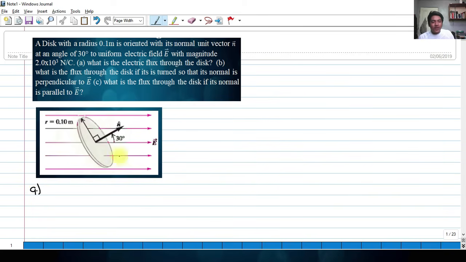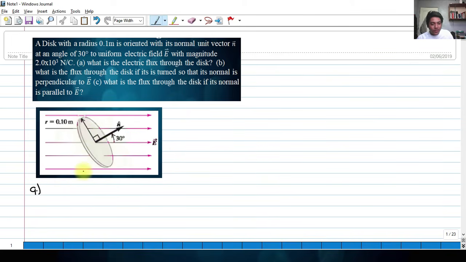As you can remember, class, we have an illustration here. We have a disk, and the uniform electric field vector is in this direction, to the right. We can notice that the normal vector is this, because it is always perpendicular to the surface of the disk, such that it creates an angle of 30 degrees between the electric field and the normal vector.